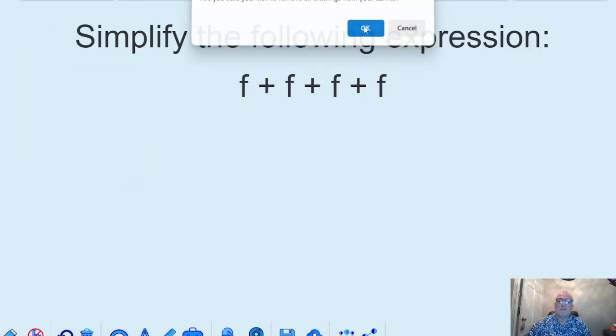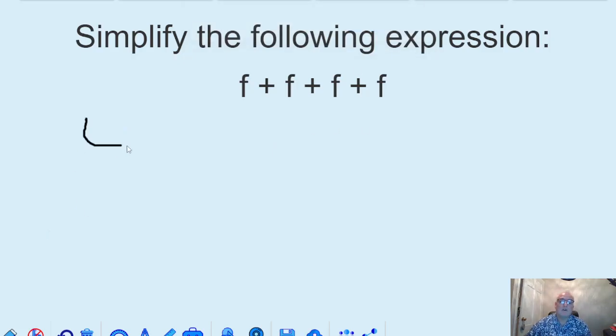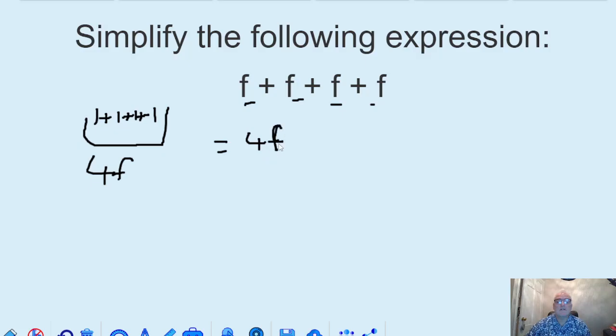Okay, so let's have a look at this next one. So this time I've got a pot of f's. I'm going to put one f in it, and then I'm going to add the next one. Add one, add one, add one. So I've got 1 plus 1 is 2, plus 1 is 3, plus 1 is 4. So I've got 4 lots of f. So my answer is just 4f.